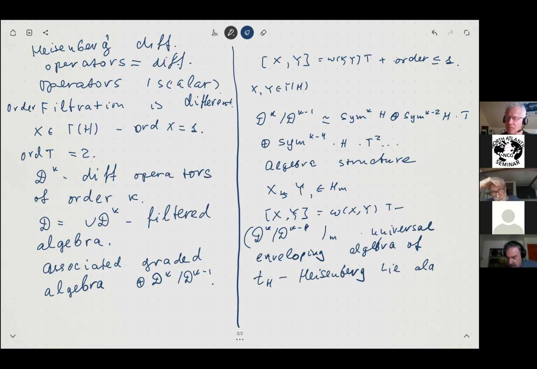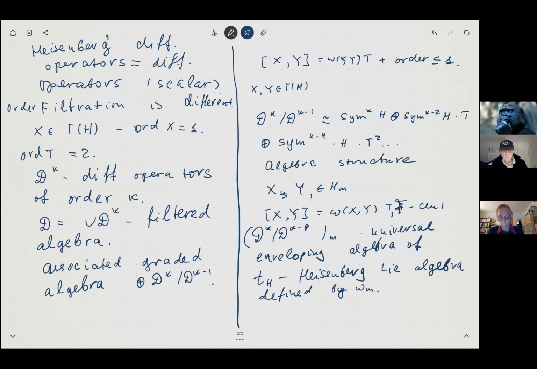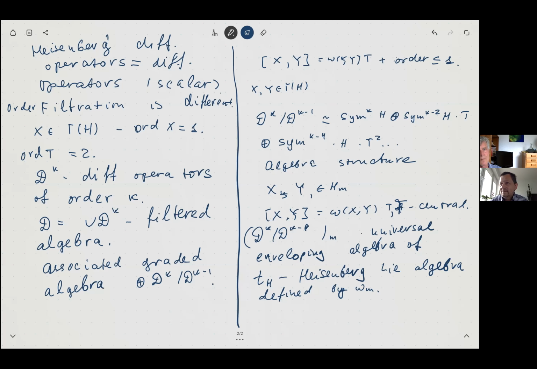The algebra defined by symplectic forms. If you have any symplectic vector space, you can add one extra dimension and construct an algebra where the commutator of two elements in the symplectic vector space is given by the symplectic form times the extra dimension. And I should say that t here is central. This easily follows from the identities defining the contact form.